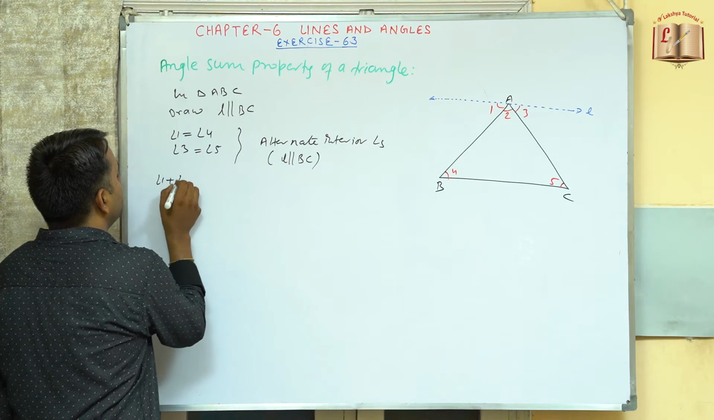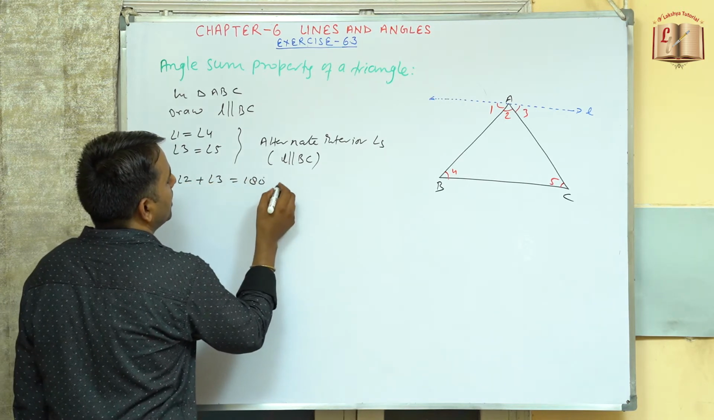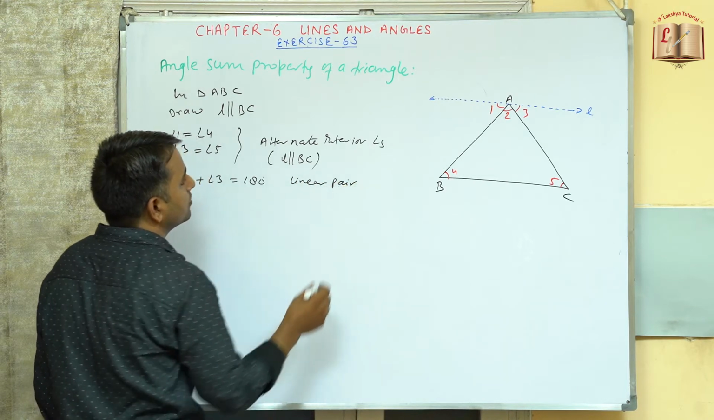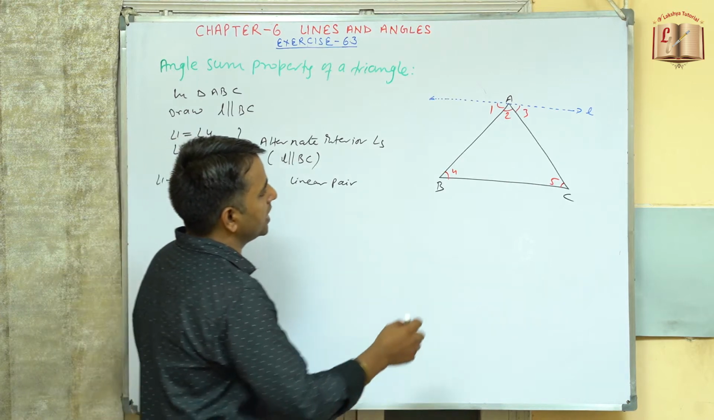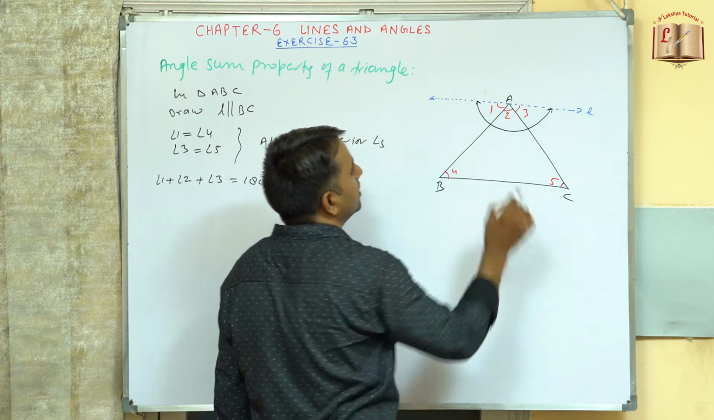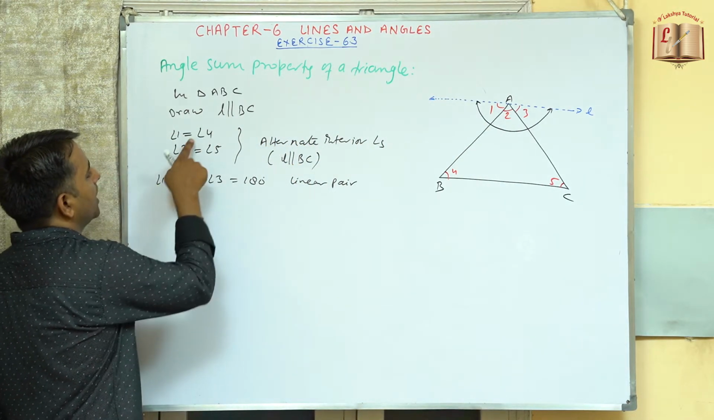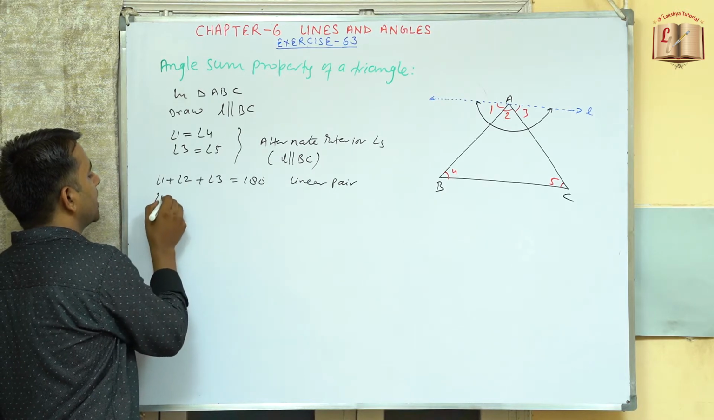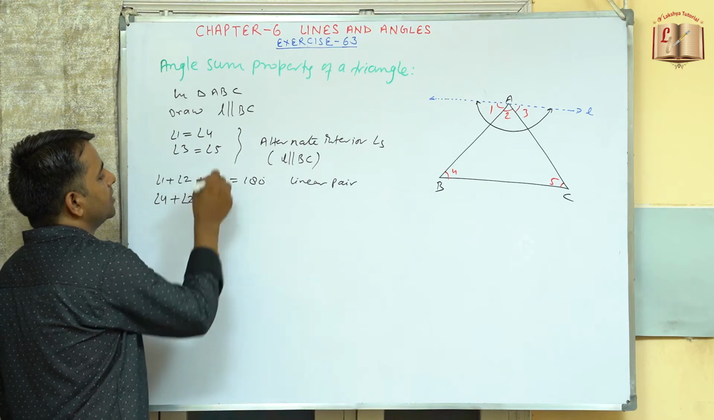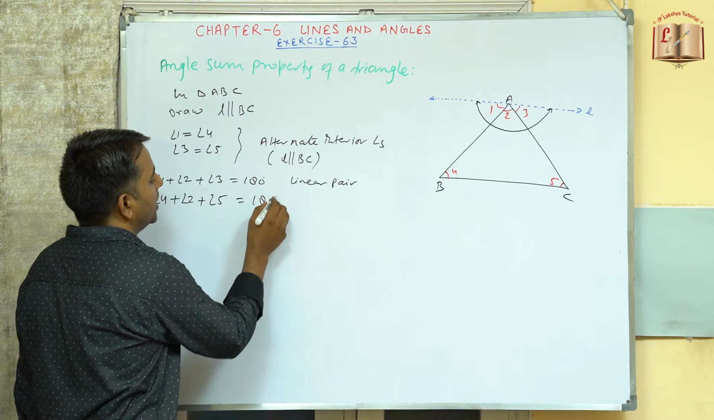And angle 1 plus angle 2 plus angle 3 will be equal to 180 degrees. So this is a linear pair. This complete angle will be 180 degrees, linear pair. So now I can write here angle 1 is equal to angle 4. I can write angle 4 plus angle 2 as it is plus angle 3, which is equal to angle 5, I can write angle 5. So this is equal to 180 degrees.